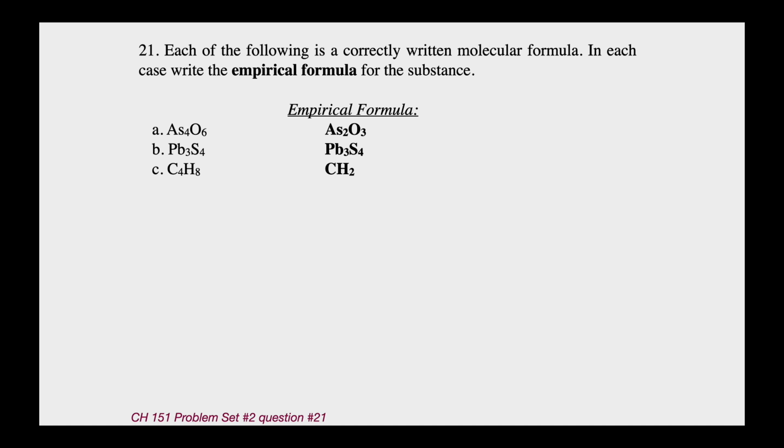But the second one, though, Pb3S4, you can't divide those by any number and end up with something other than a fraction. So because we can't end up with anything other than fractions, Pb3S4 is the empirical formula and the molecular formula. But C4H8, you can divide both of those numbers by 4. You'll get 1 carbon, 2 hydrogens for an empirical formula of CH2.